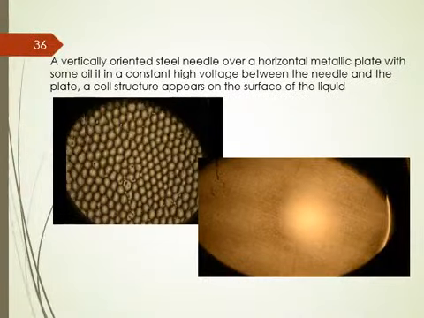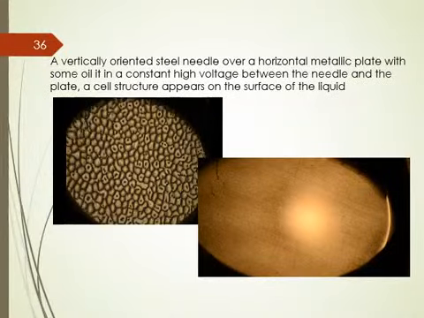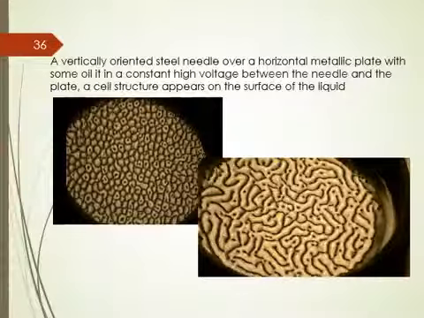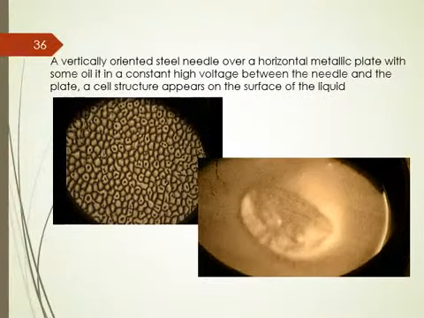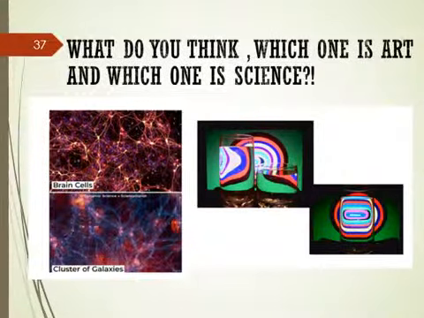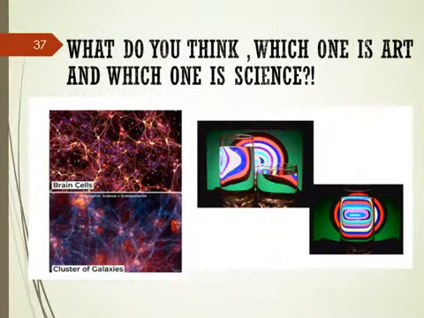Or attractive motions of some oil in a constant high voltage between a needle and the plate which the oil is on. So there is no border between art and science. Now what do you think? Which one is art and which one is science? Brain cells and a cluster of galaxies are similar to each other, or in the other part on the right hand, the lens and color rings, which actually is made from the water inside the glass and the paper with several color rings behind it.